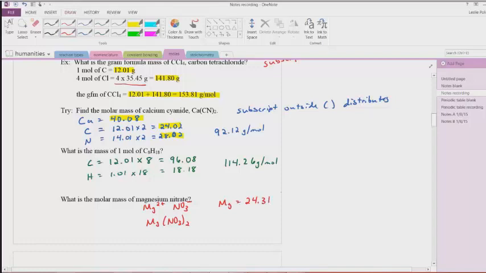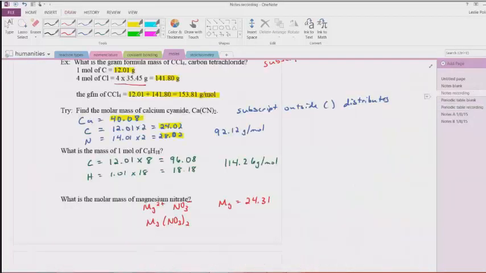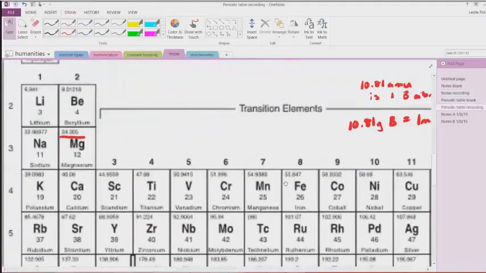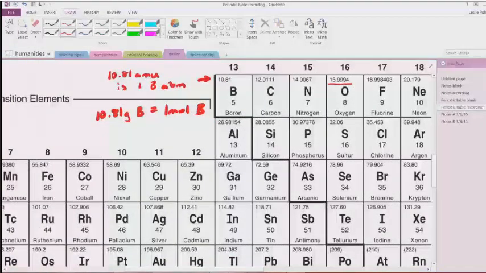So we use the periodic table. There's magnesium, 24.305, so we use 24.31. Nitrogen, 14.01, and there's 2 of them. Oxygen, 15.9994. So when we round it to 2 decimal places, it's 16.00.